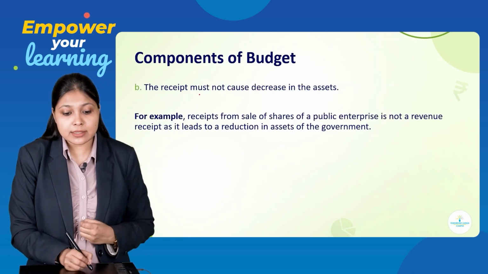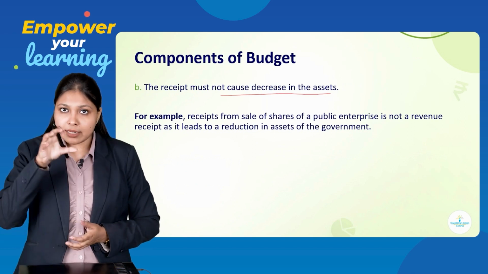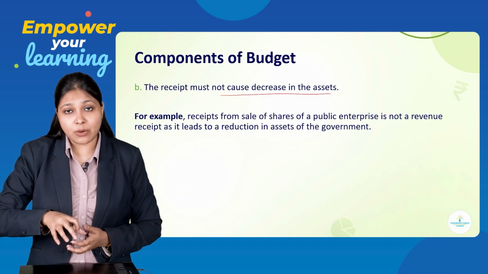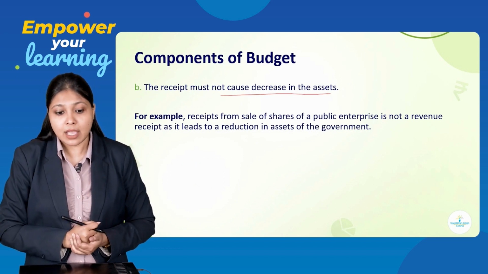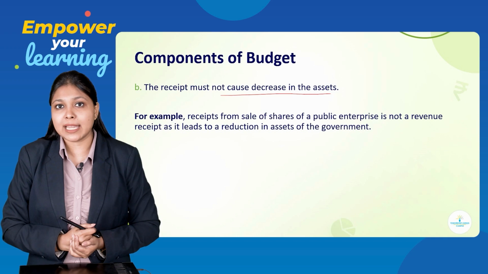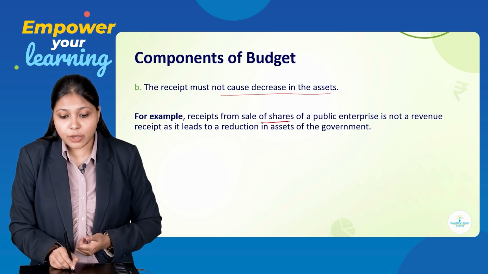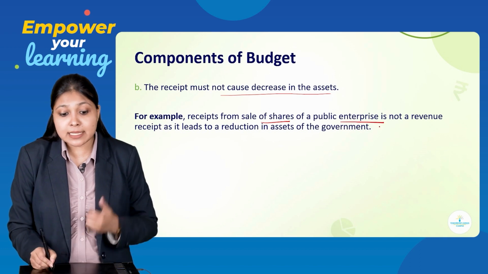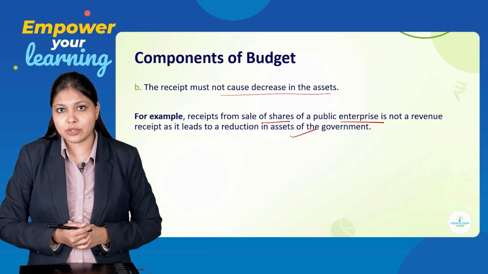The second condition is that the receipt does not cause any decrease in the asset. The receipt should not cause any reduction in assets. Then only will that receipt be called a revenue receipt. Example, receipt from the sale of shares of a public enterprise is not a revenue receipt as it leads to a reduction in the asset of the government.